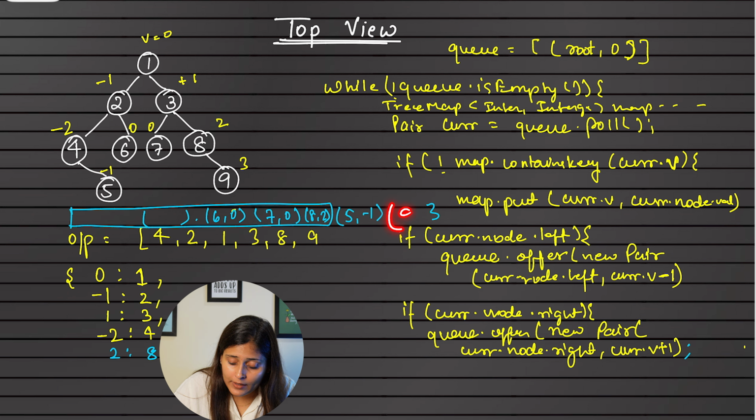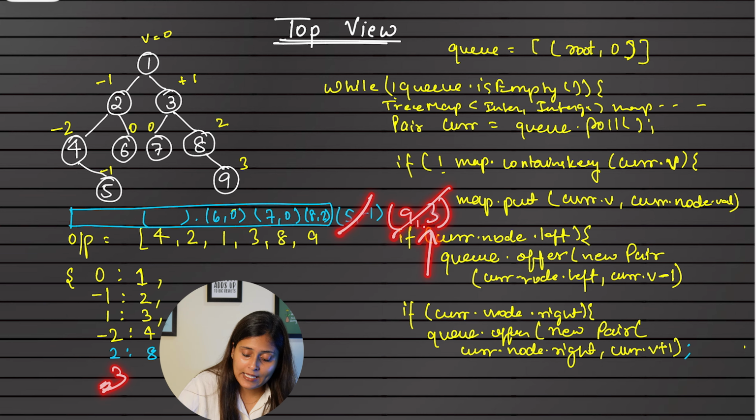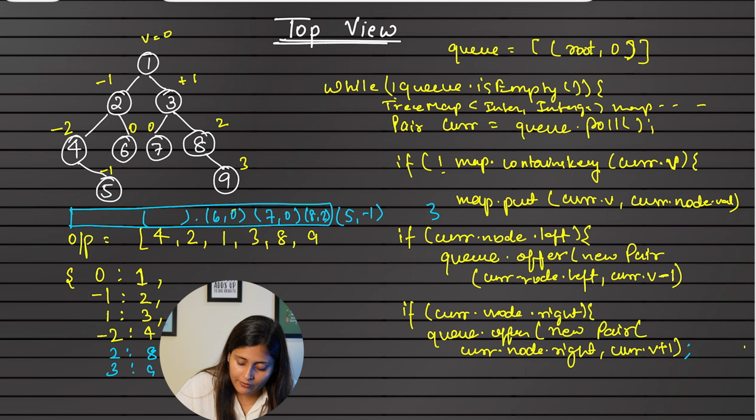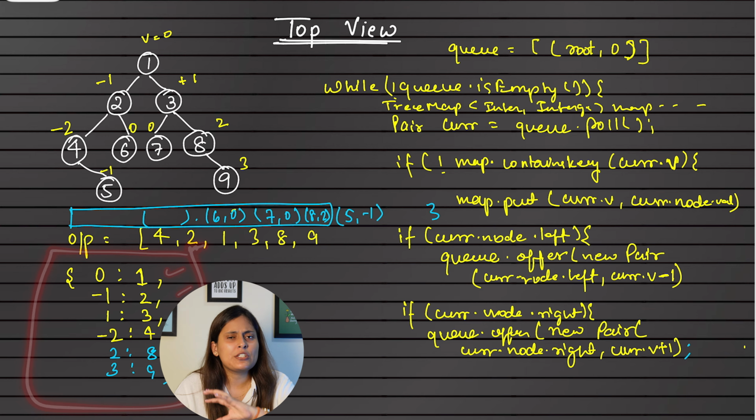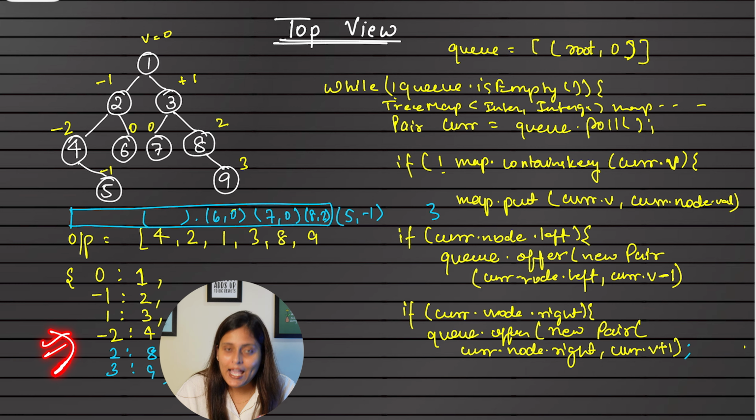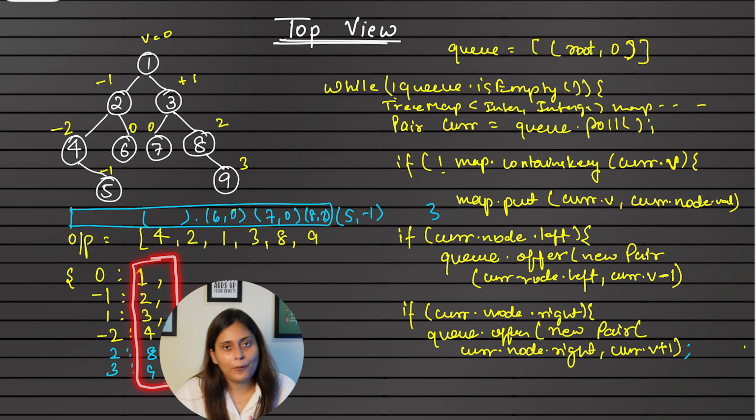Now when we pop 9 with 3, then 3 has not been inserted, so for vertex 3, 9 will get inserted. For 3, 9 will get inserted, correct. Now this is the map we have for every index, the top nodes we have. Now we'll just iterate in this, okay, and at the end we will return this in the array list form. That's it. So what is the time complexity?